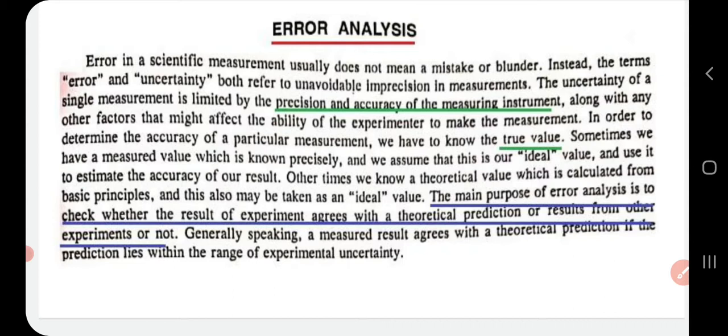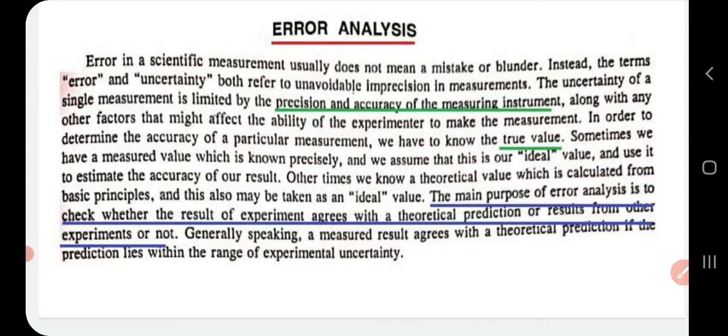Other times we know a theoretical value, which is calculated from basic principles. That theoretical value, or ideal value, or true value, you must have knowledge of it. Then only can we estimate the accuracy of the result that we have obtained. Now, the main purpose of error analysis is to check whether the result of an experiment agrees with a theoretical prediction or results from other experiments or not.